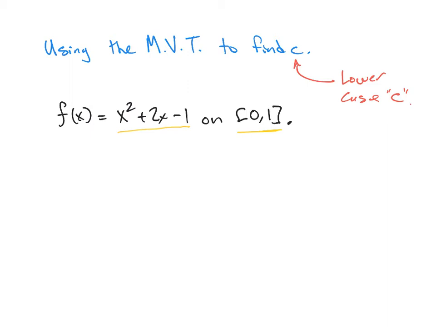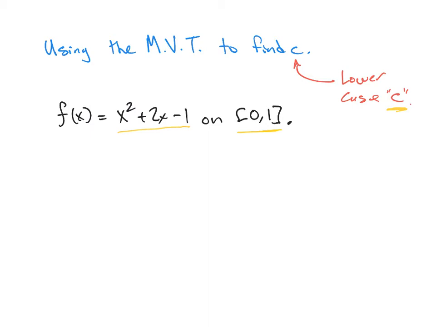And what we're saying is that somewhere between 0 and 1, there is an x coordinate, which we'll call C, that has the value of the derivative, the slope of the tangent line there, is the same as the slope of the secant connecting the endpoints. So here's how we attack this thing.